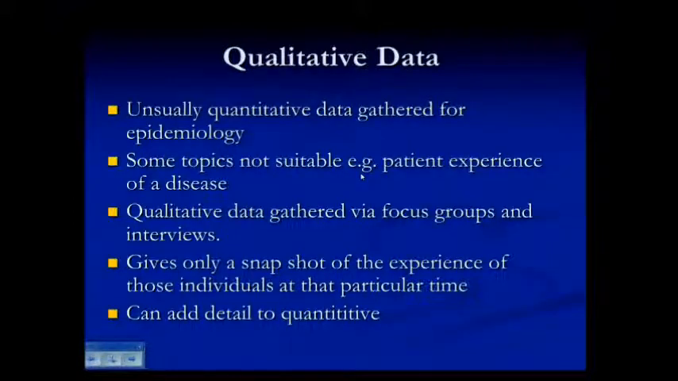So maybe they've done their quantitative study about how many people have stopped smoking and how many people haven't, and then they want to know why. So then you'll get a qualitative bit afterwards. Or they've done a qualitative bit first and then gone into it more as quantitative. It's rare that you will find a fully qualitative epidemiological study, because it doesn't give you the information you need.